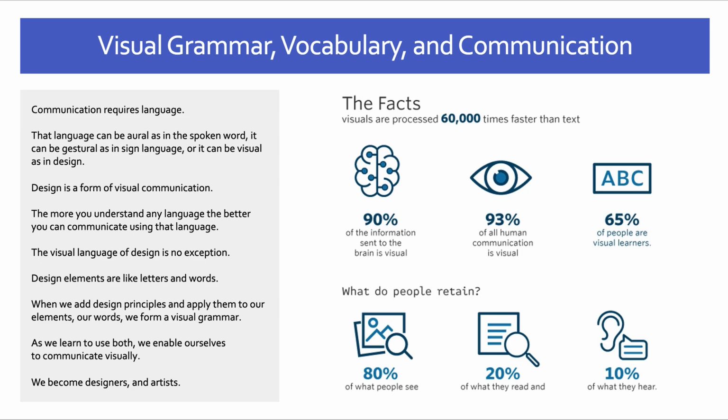So when we talk about visual communication, we can use literary communication as a reference. So we're going to talk about grammar, vocabulary, alphabet, things like that. They are analogous. Okay? So communication requires language. Right? That language can be spoken, it can be gestural, and it can also be visual. And that is what we use. We use visual communication, visual language, visual vocabulary, visual grammar. Design is that form of visual communication. So the more you understand the language, the better you can communicate that language.